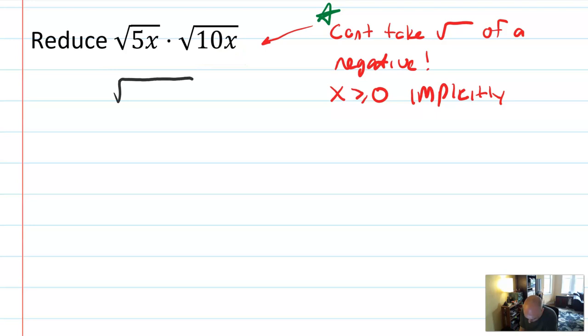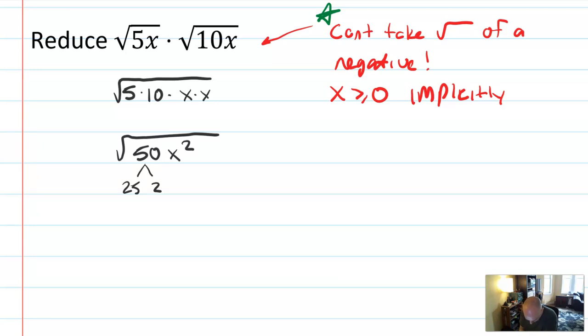This is the square root of 5 times 10 times x times x, which is the same as the square root of 50x squared. 50, so sometimes you can just make your factor tree right inside, is 25 times 2. So when you square root both of those, that's going to be 5 root 2 times the square root of x squared.